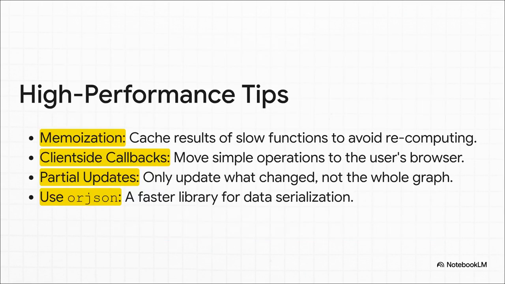Of course, as your apps get bigger and you start dealing with massive data sets, performance becomes key. You need things to be snappy. And there are some really powerful, kind of pro-level tricks you can use. There's memoization, which is just a fancy word for caching the results of slow calculations so you don't have to do them over and over. You can push simple tasks to the user's browser with client-side callbacks. You can also do partial updates, so you're only changing the tiny bit of the graph that needs to change. And even switching to a faster library for handling data, like ORJSON, can give you a really nice speed boost.